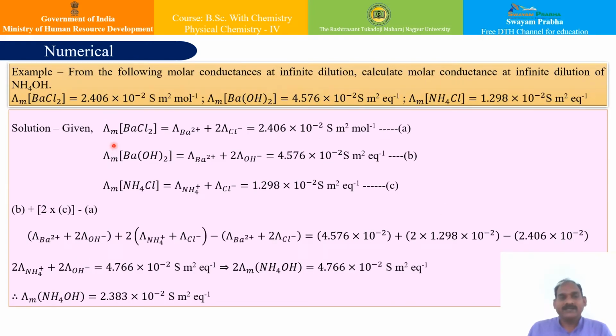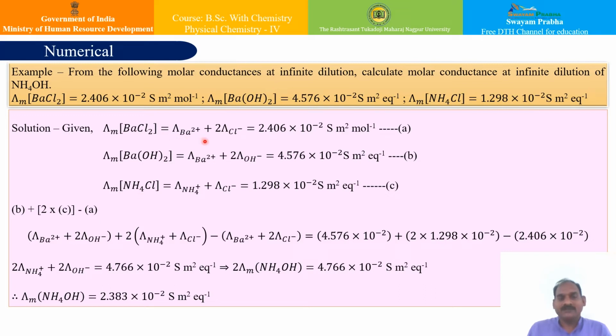The next numerical is: from the following molar conductances at infinite dilution, calculate the molar conductance at infinite dilution of NH4OH. I have these values: the molar conductance of barium chloride is this much, the molar conductance of barium hydroxide is this much, and the molar conductance of ammonium chloride is this much.